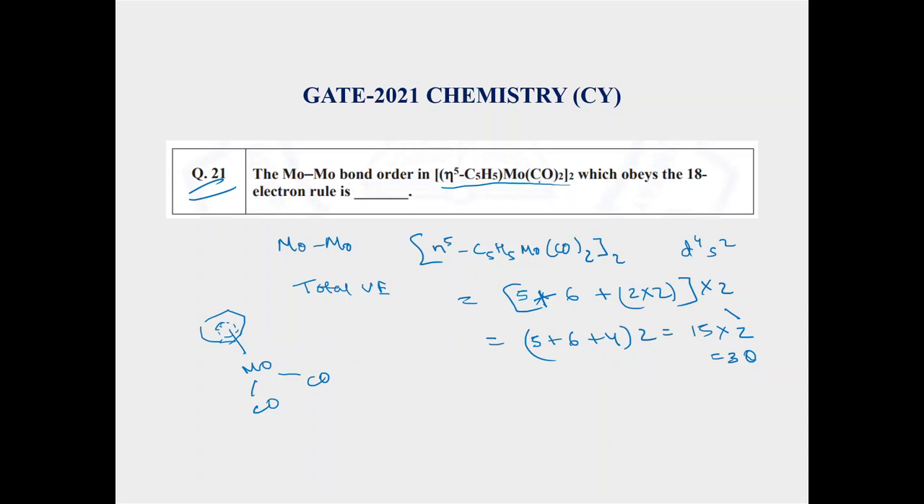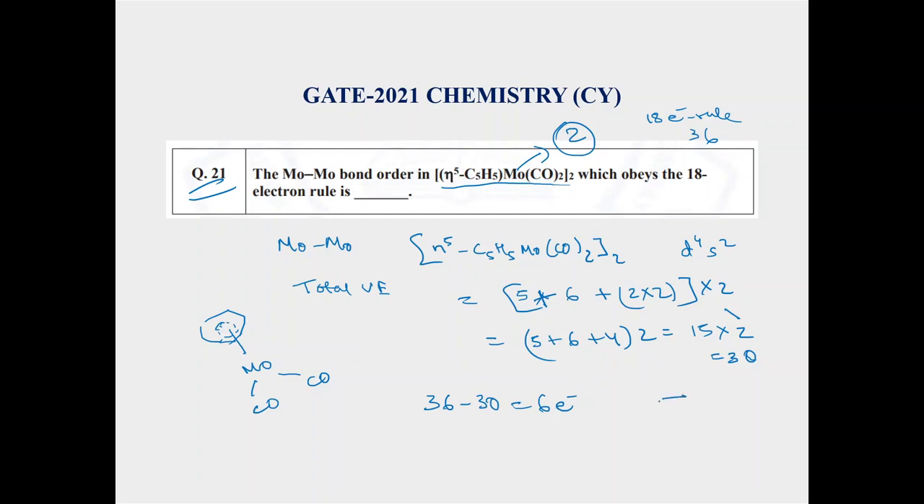No, you have to consider this. In this complex, how many molybdenum are there? 2. Then what should be the total number of electrons for following the 18 electron rule for the whole complex? 36 electrons. So how many fewer electrons are there? 6. So 6 electrons are less for fulfilling the 18 electron rule.